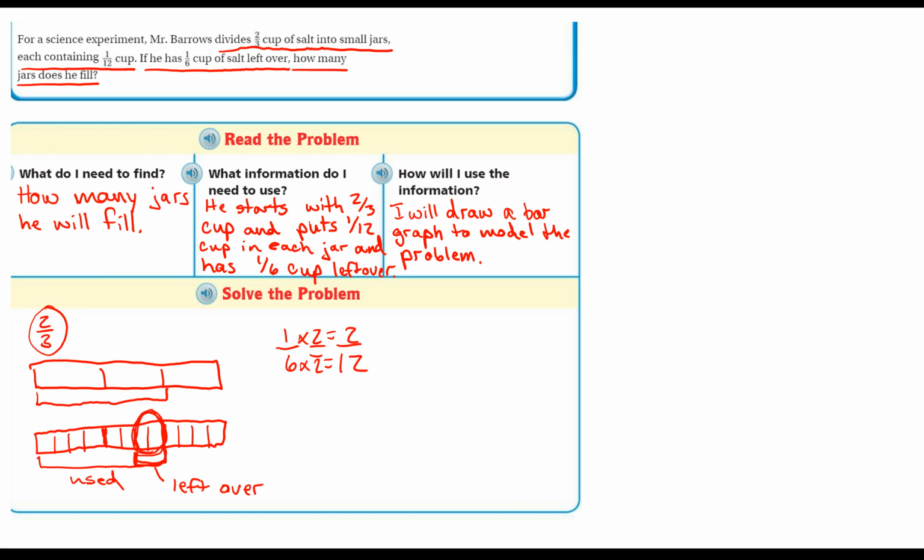Okay, so how many did he use? Well, 1, 2, 3, 4, 5, 6. And remember, at the beginning of the video, we talked about how our answer is going to be a whole number. Our question was, how many jars will he fill? He will fill 6 jars. Okay, because there are 1, 2, 3, 4, 5, 6 12ths, and each jar has 1 12th, so that means he will fill 6 jars.